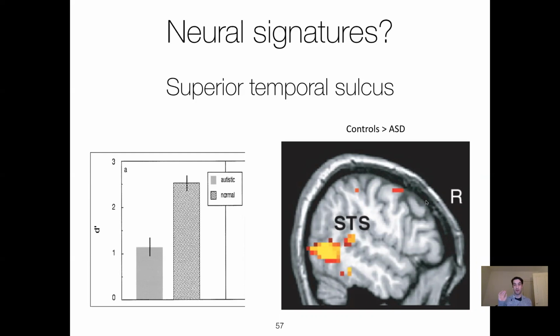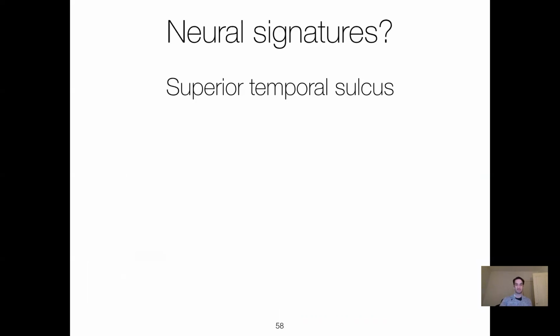Now, again, this is all about function. This is not about the size of the STS, the gray matter thickness, or anything like that. It's just about how active this region really is.